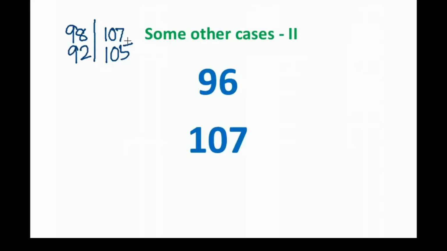So that means the numbers till now what we have done is either less than the base or more than the base. But we are seeing a case here where one number is less than the base and the other number is more than the base. Let's see how we can do this. It's the same technique. 96 is 4 less than 100 and 107 is 7 more than 100. Same technique. We just multiply and we get 28 after that.